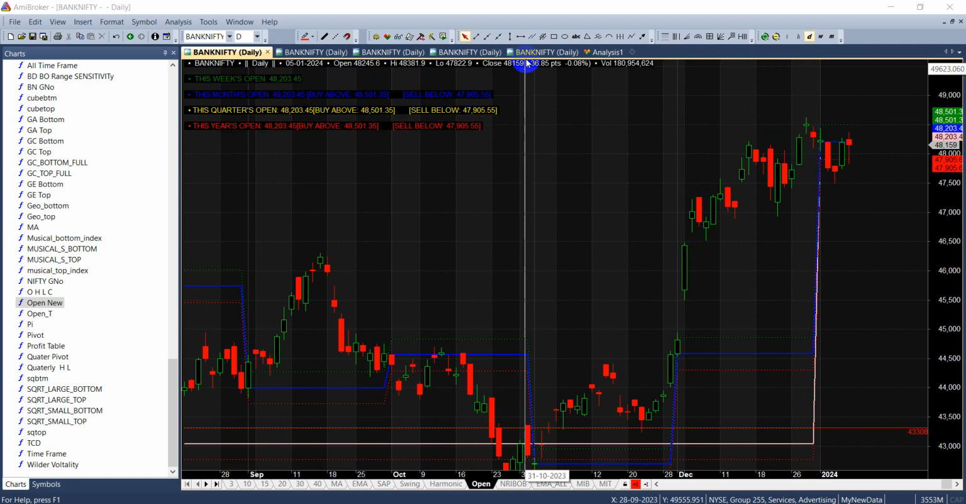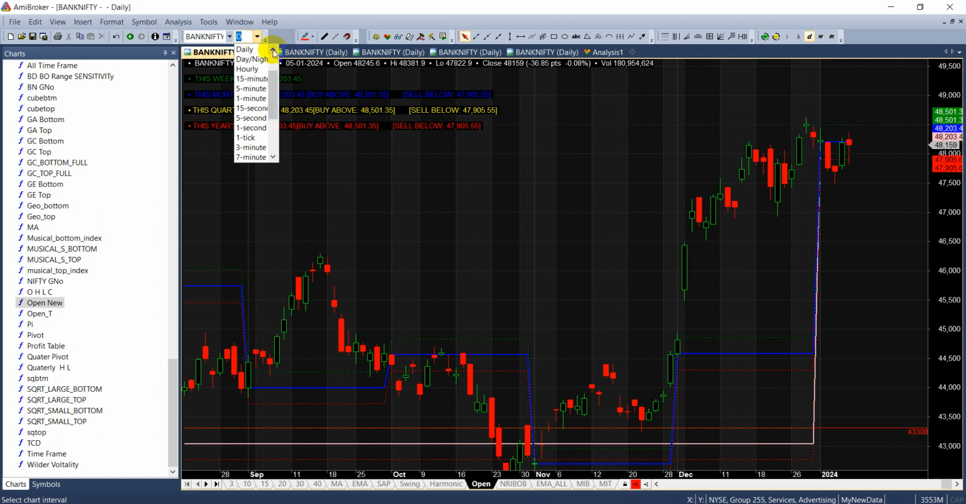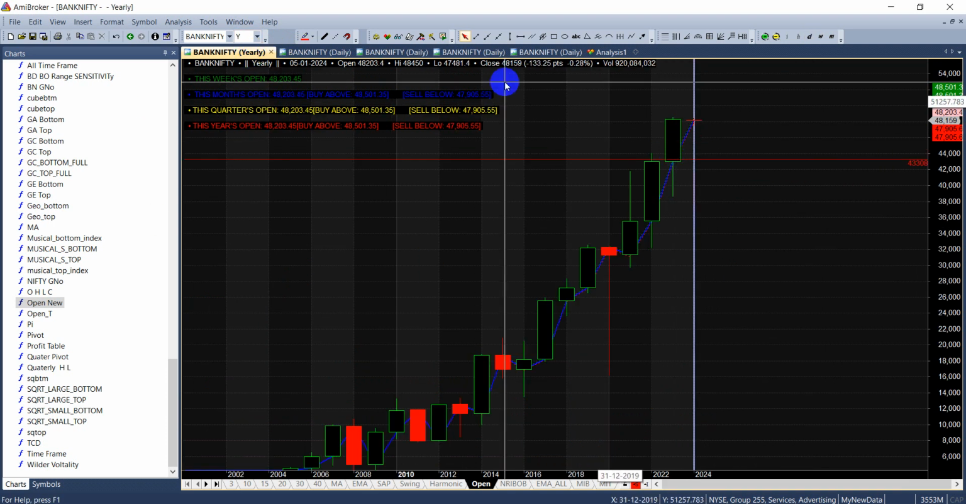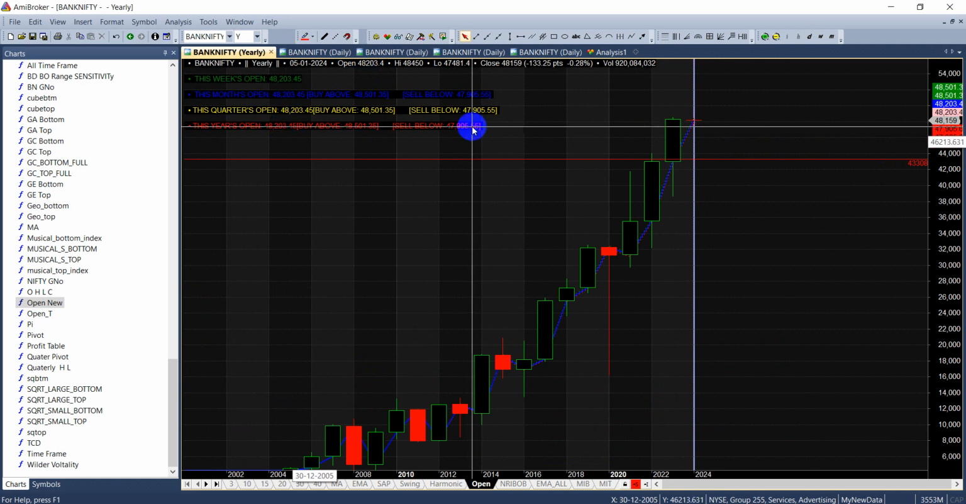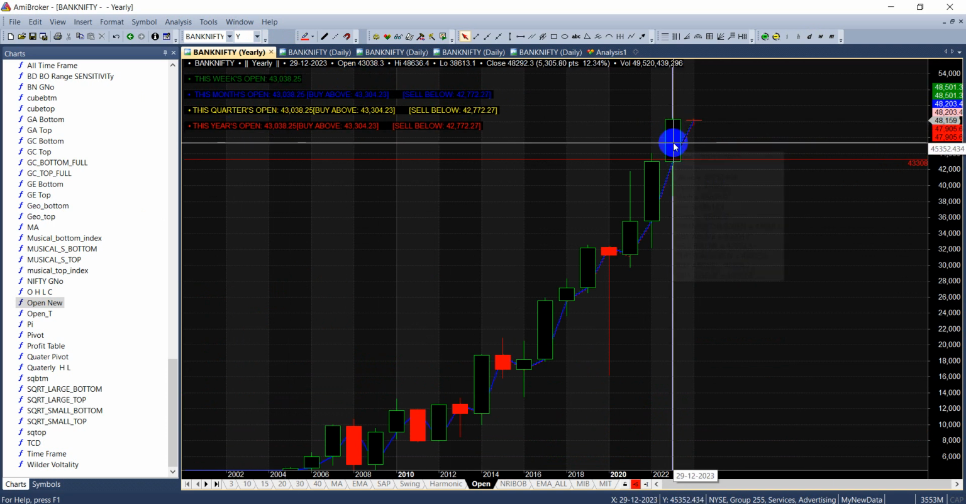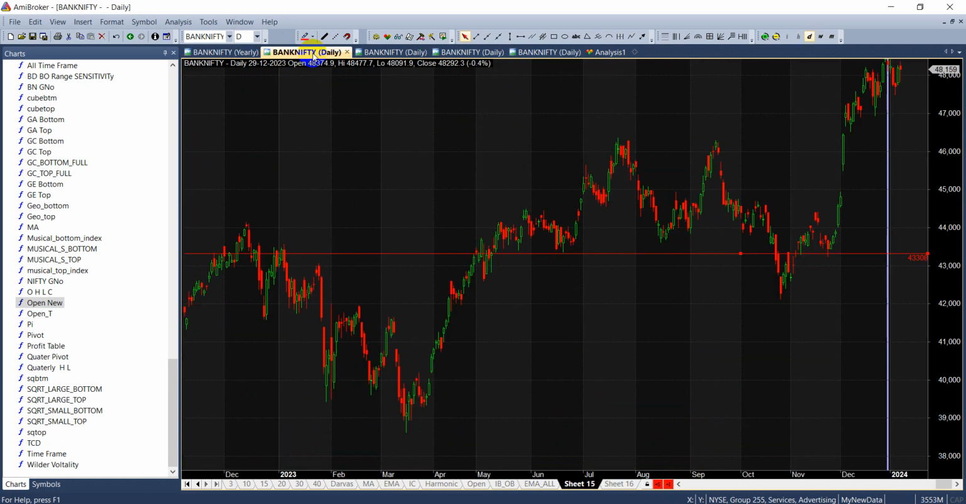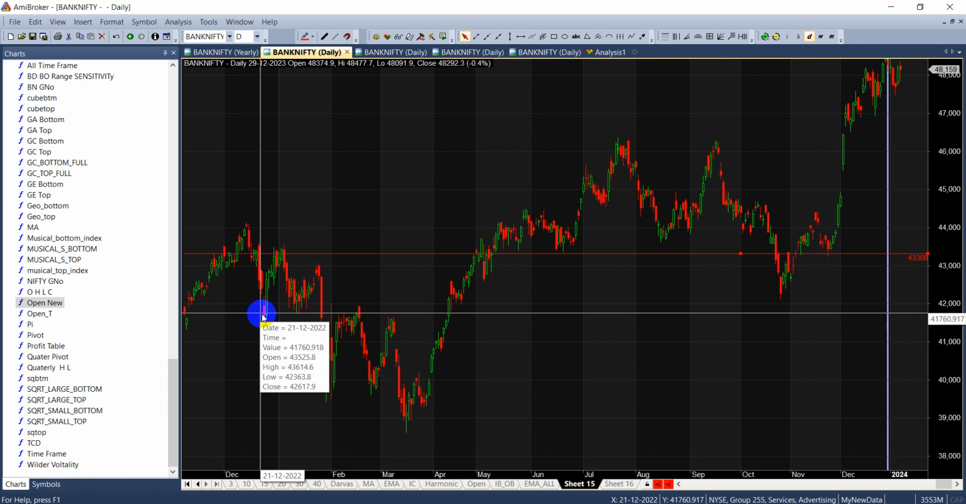Just to give an example, this is the Bank Nifty chart. I'll go to a yearly chart. This year's open is 48203. This program automatically identifies it. Last year's open was 43038. Let's see what the price action was at 43038. As you can see here, these levels are valid from 1st January only.